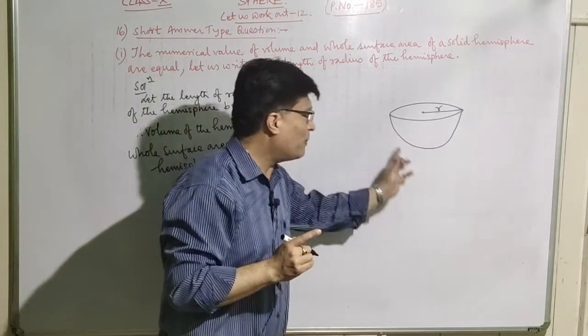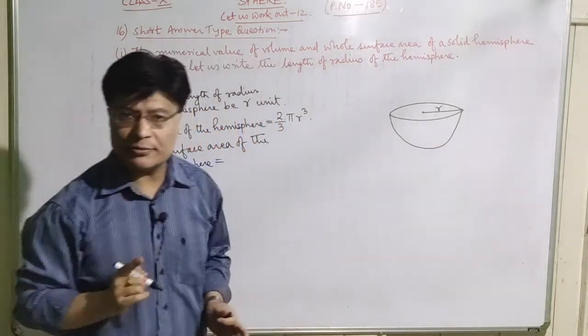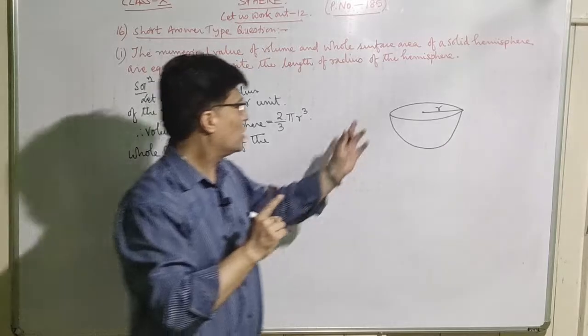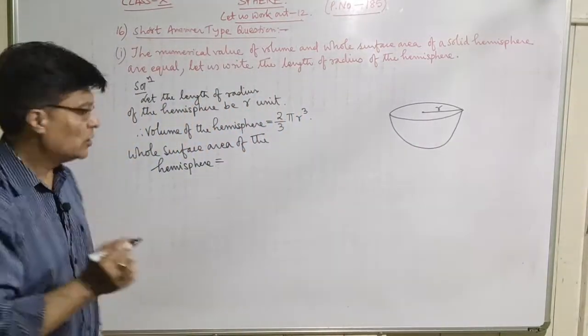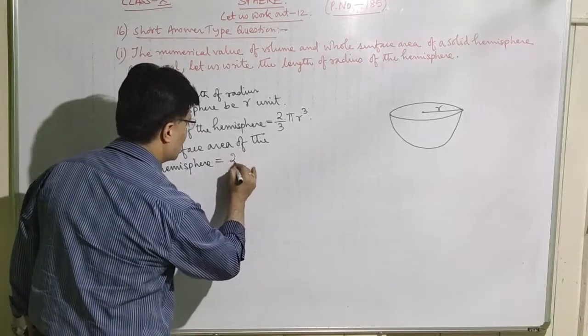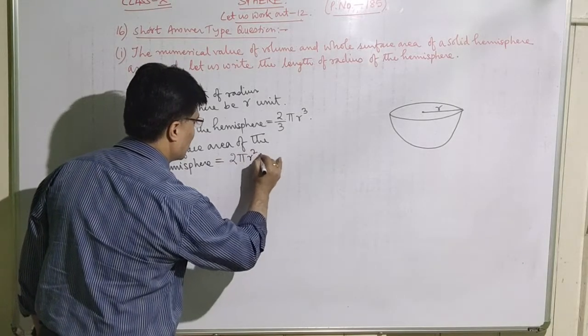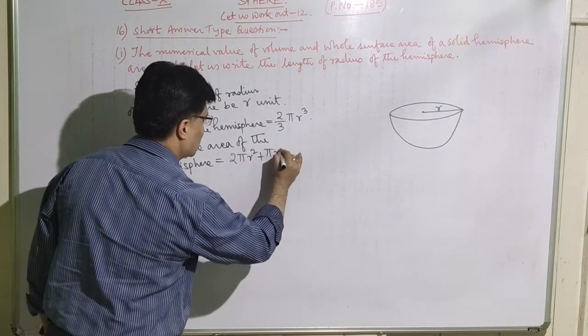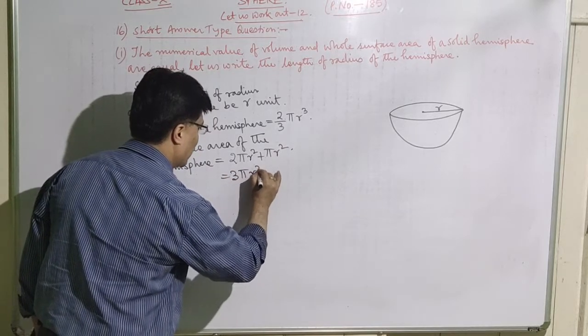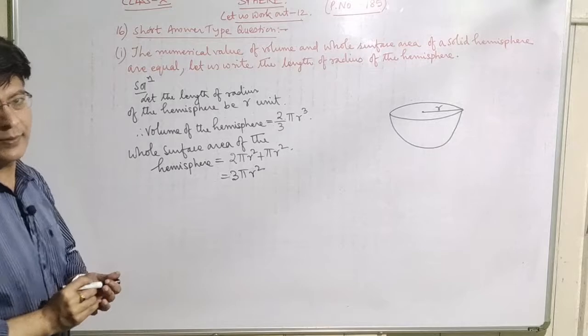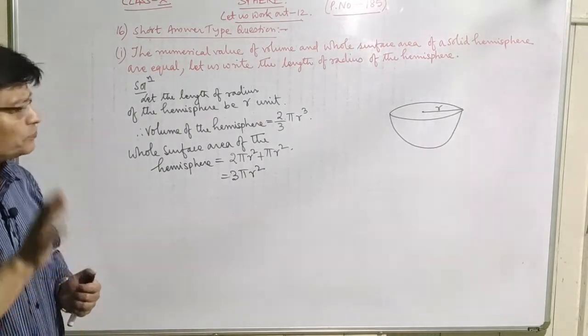So what is the whole surface area of the hemisphere? That is 2 pi r square, that is the area of the curved surface of the hemisphere, plus area of the forepart of the hemisphere, that is the circle. So it will be 2 pi r square plus pi r square, which is equal to 3 pi r square. So I think I've understood it.